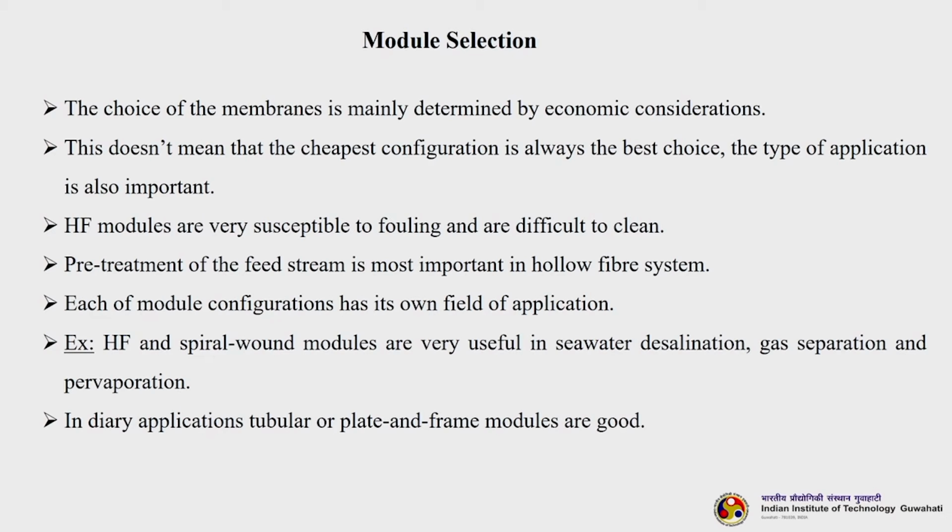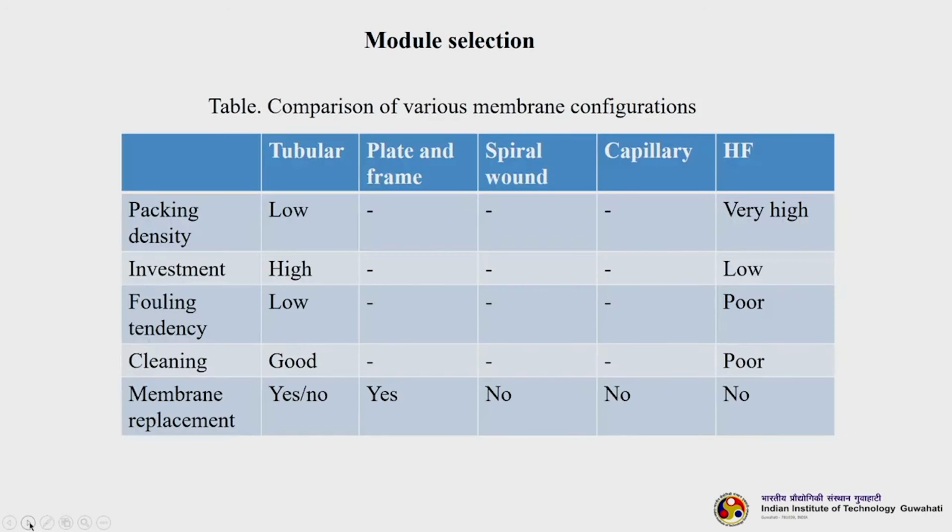Hollow fiber modules are very susceptible to fouling and are difficult to clean. Pre-treatment of the feed stream is most important in hollow fiber systems. Each of the module configurations has its own field of application. For example, hollow fiber and spiral wound modules are very useful in seawater desalination, gas separation as well as pervaporation, whereas in dairy applications we usually prefer tubular or plate and frame modules. Now, this is a comparison of various membrane configurations. They are being compared under various parameters like packing density, the investment, fouling tendency, cleaning and membrane replacement. You can go through it later.